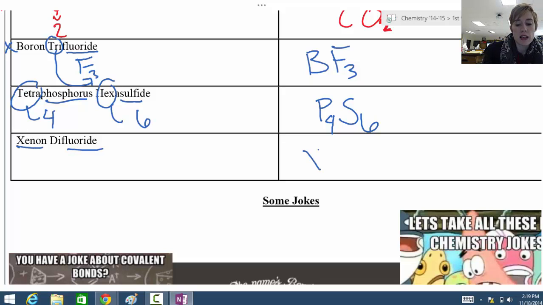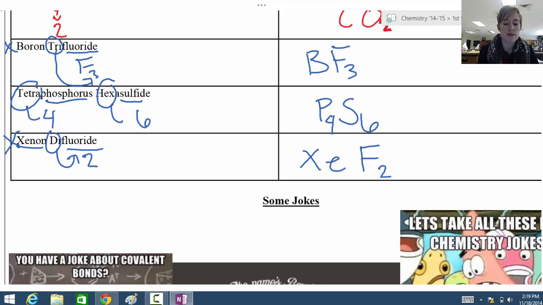My last one is xenon difluoride. The element xenon is Xe, and fluoride stands for fluorine. There's no prefix in front of xenon, so I leave it blank. The di in front of fluoride stands for 2, so I have 2 fluorines. And that is it for 7.2.